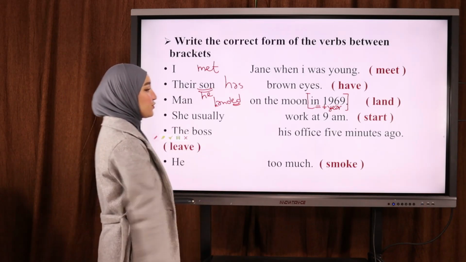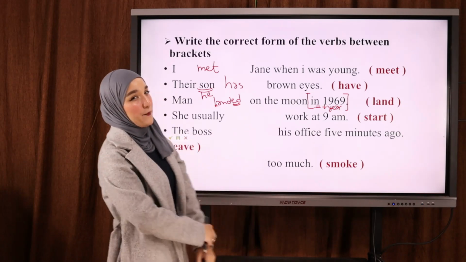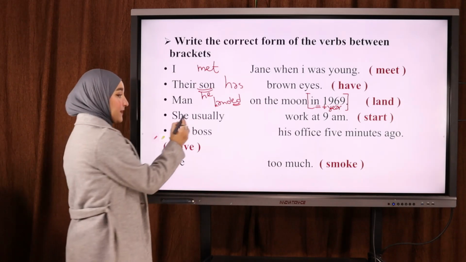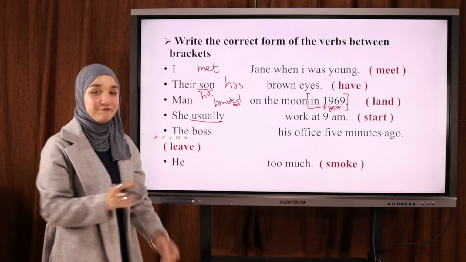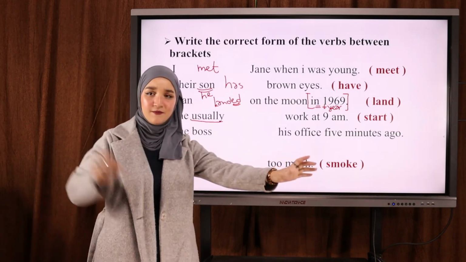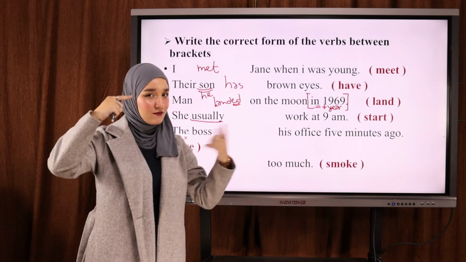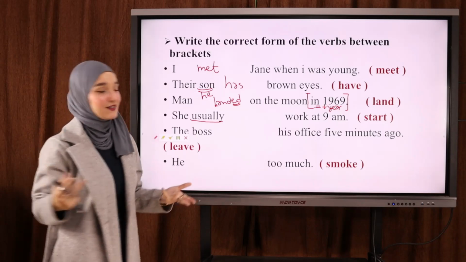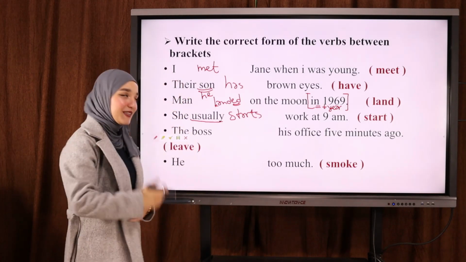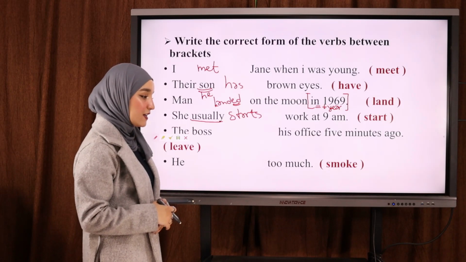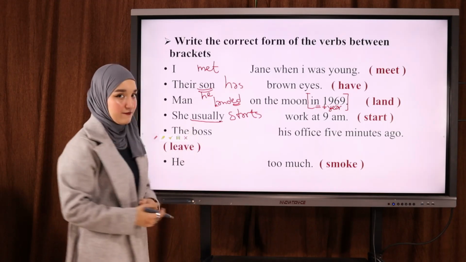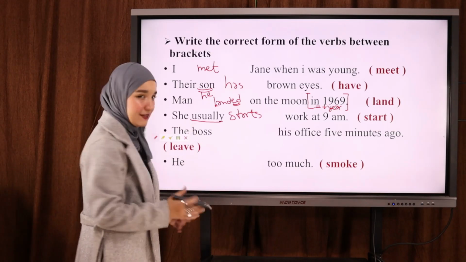The next example, she usually blah blah work at 9 a.m. The verb start. I'm gonna underline this for a reason. So usually is a signal word. It's an adverb of frequency. Is there anything clicking here? Yes, the present tense. So she usually starts because it's a repeated action. It's something that happens. Maybe not every day, ليس كل يوم يحدث هذا الشيء ولكن يحدث sometimes. So usually. More than sometimes. أكثر من أحيانا. Okay? غالبا, I think.